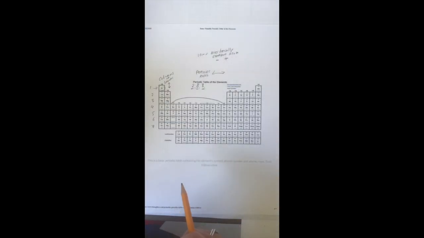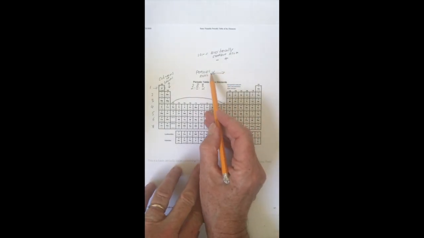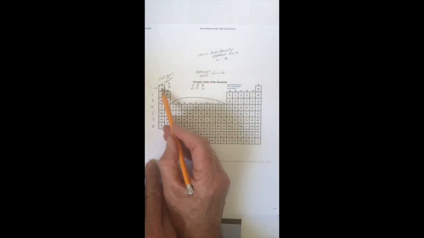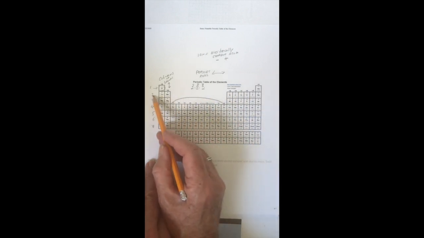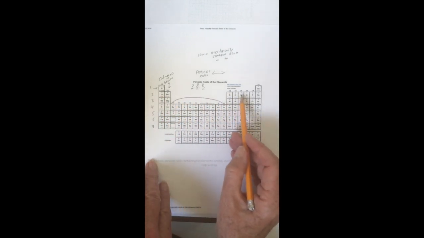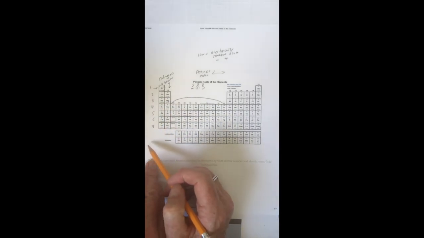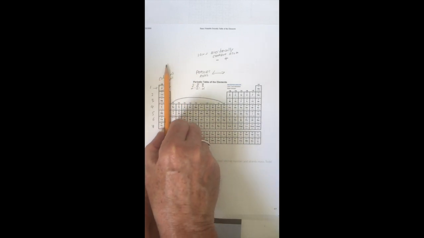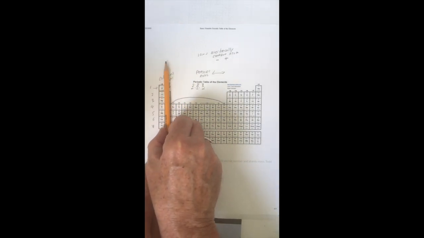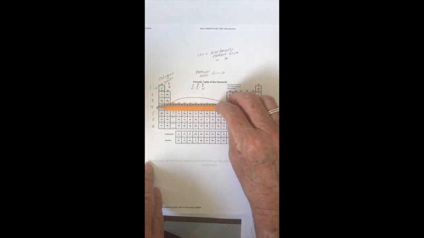They're also listed in periods or rows, and the periods, or rows, are arranged horizontally from left to right. So period 1 contains 2 elements, hydrogen and helium. Period 2 has 1, 2, 3, 4, 5, 6, 7, 8 elements, and then period 3, period 4, all the way down. Just remember, columns or groups go up and down. Periods and rows go across.